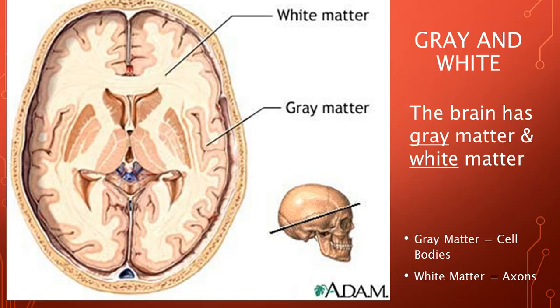There are types of matter, and they look a little different. If you were actually looking at a brain, the matter does look gray and white. So we have gray matter and white matter. What's the difference? In this picture, the gray matter looks darker and the white matter looks lighter, right? So they are gray and white.